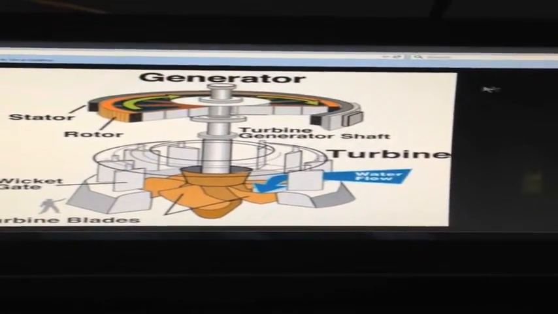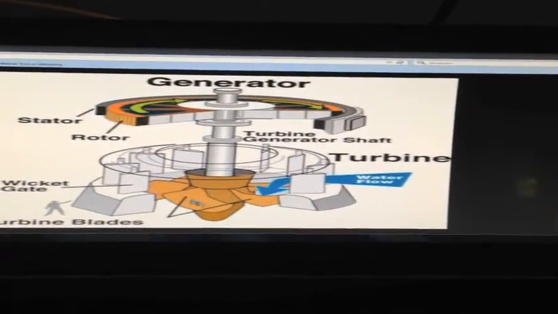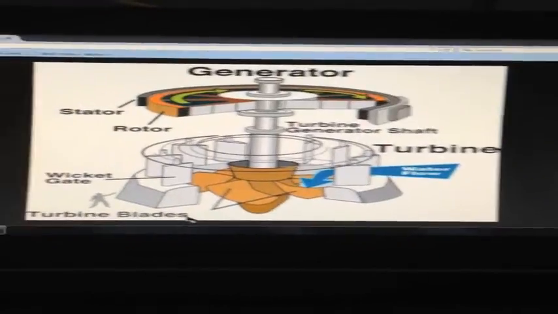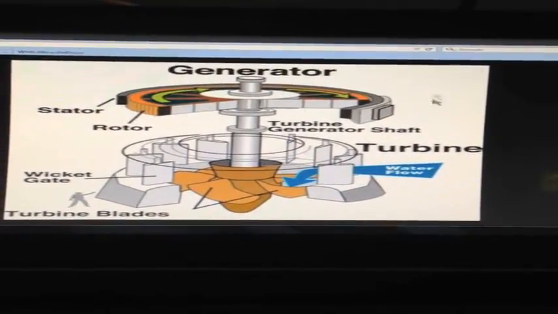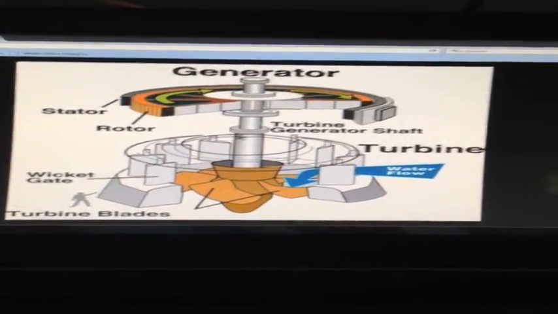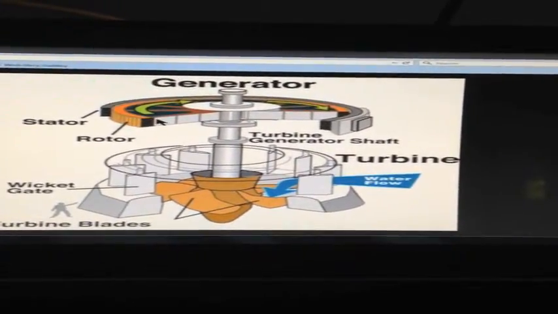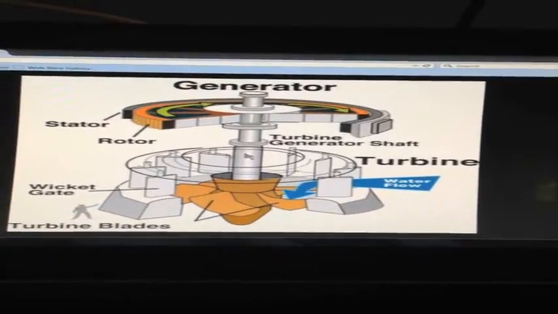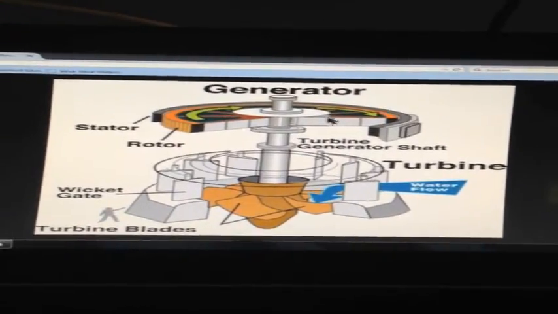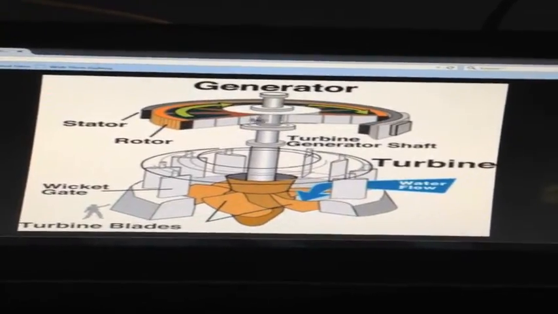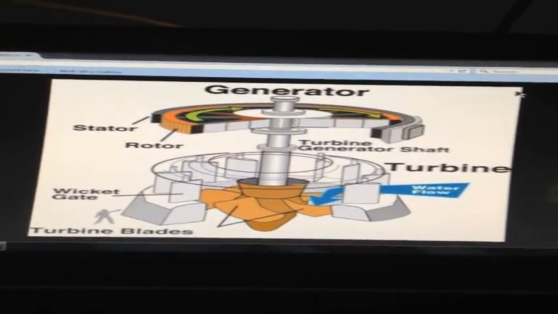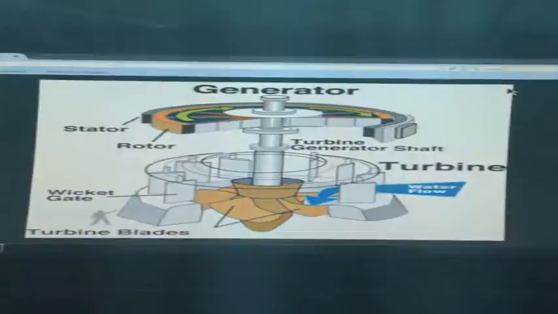Basically, as water flows down due to gravity, it turns these blades, called turbine blades, which makes the turbine generator shaft spin constantly at very high speeds. And then at the top, we have the generator where the rotor and the stator rub together, which causes the electricity initially. And then it shoots up through the generator shaft up to the powerhouse where everything is distributed to different houses.